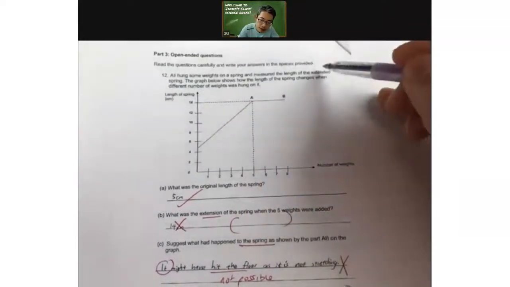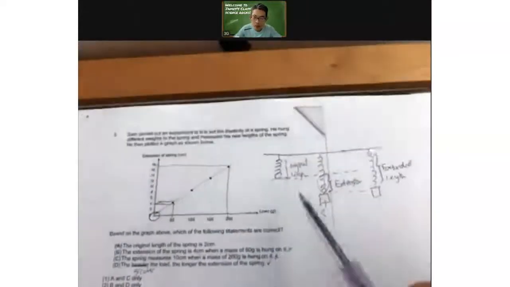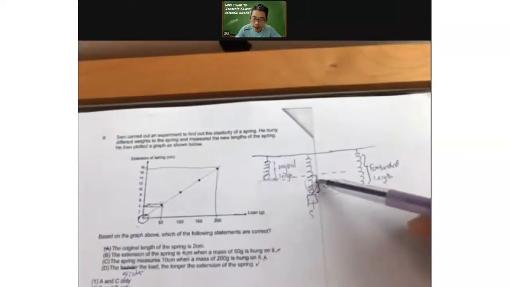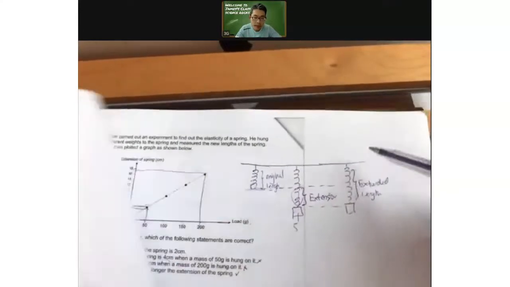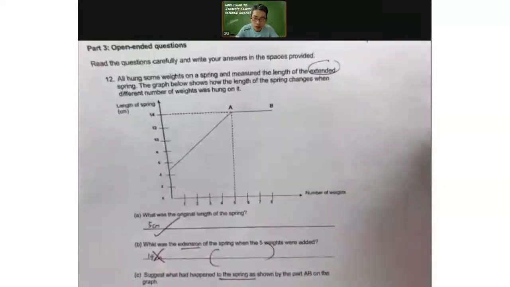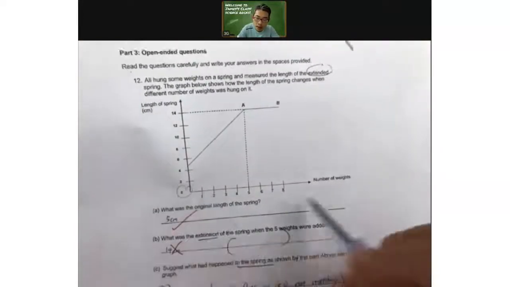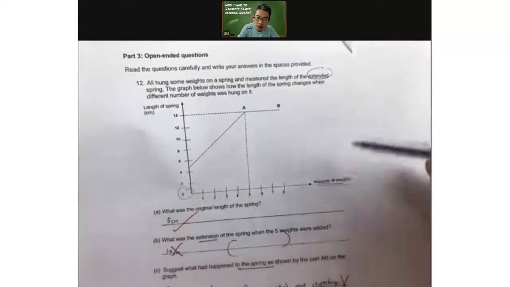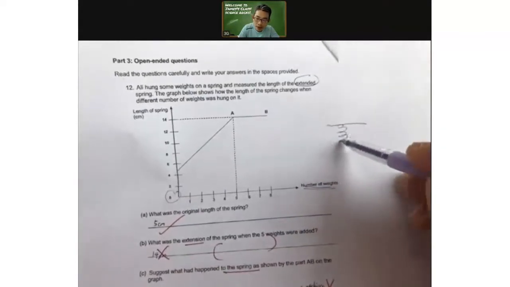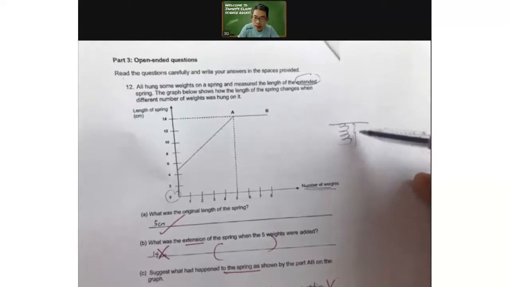Again, extended spring. Let's recap. What does extended mean? This is original length. This is extension. This whole thing is the extended length. So you're measuring the whole length. Okay. How can you confirm also? When there are 0 weights, the spring still has some length. Is it possible? Of course. It's just like this. You don't hang anything on the spring, it still has a certain length.